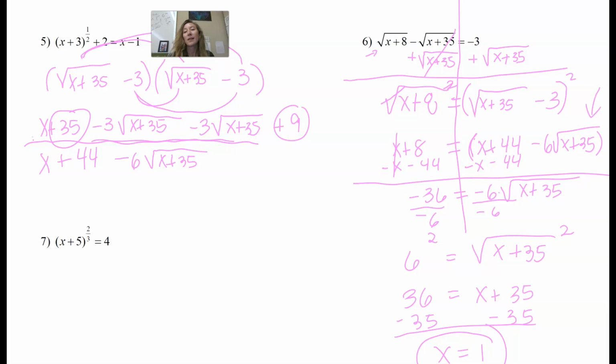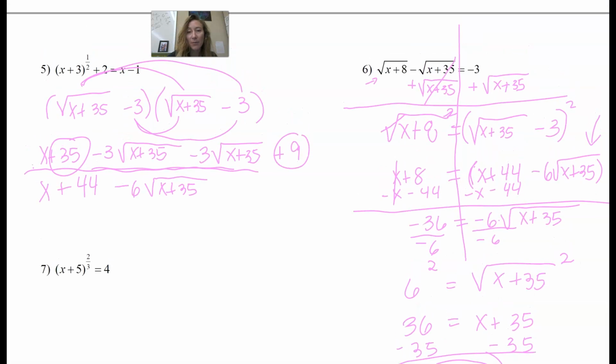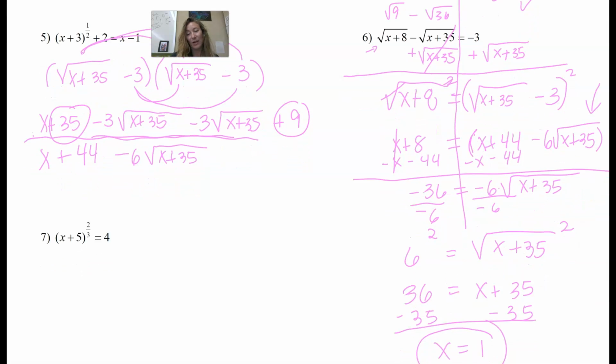and then here the end result was 1. Let's plug it in and see how that works out. So 1 plus 8 is 9. The square root of 9, which is 3, minus 1 plus 35 is 36. That's minus 6 is equal to negative 3. Yes, it does work. Wonderful. So we're so glad that all the work ended up giving us the correct answer.